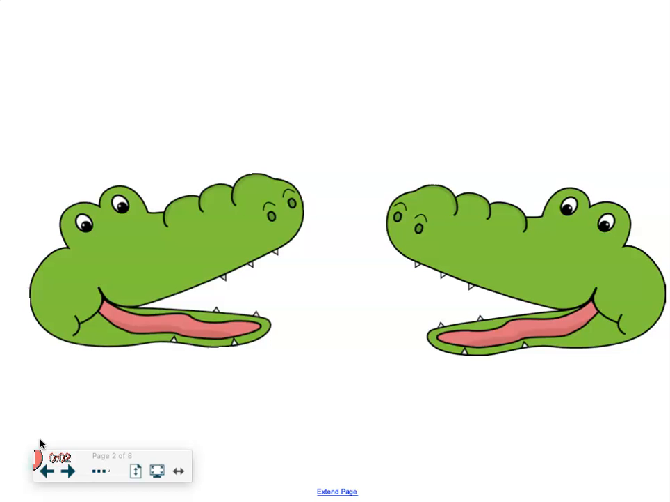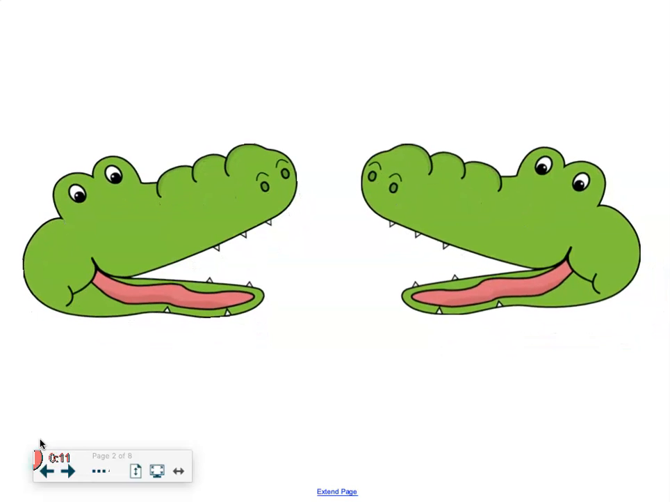Okay. So we have two identical twin brothers, Al and Gator, right here. Okay? So everything about them is the same, except when Al talks, his mouth opens at a 30-degree angle. And when Gator talks, his mouth opens at a 40-degree angle. So they're not identical. You're right, they're a little different. Whose mouth is open wider, Al or Gator?